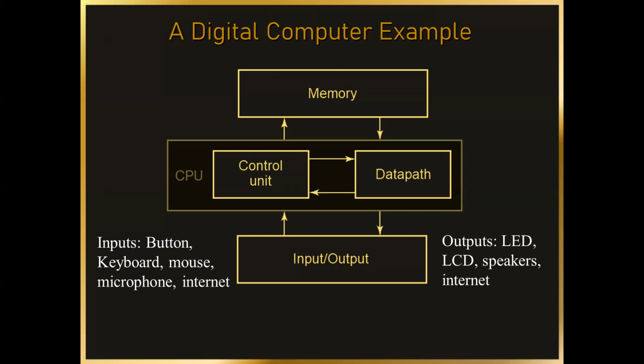And then of course we have memory, which consists of instructions and data, and then the input output devices, such as buttons and LEDs at the most simple level, and then keyboards and monitors, microphones and speakers. And of course the internet can both be a source and a destination of data, right?